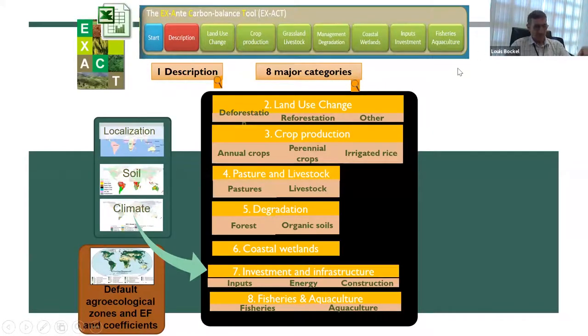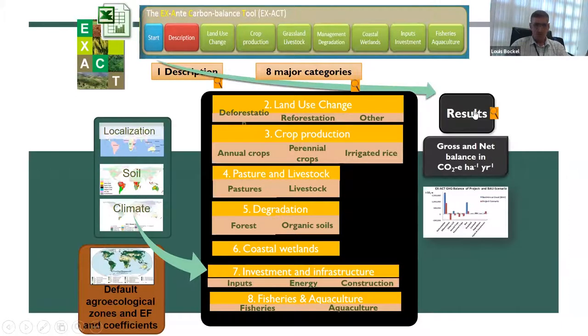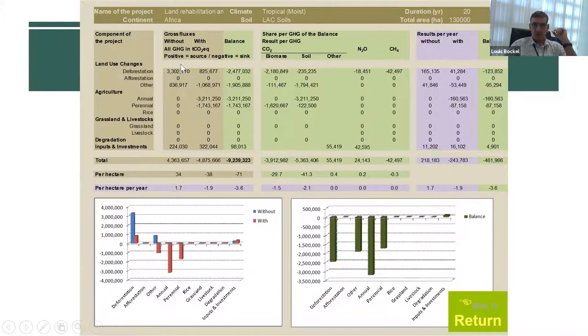Now I am back to the global presentation of EX-ACT. As soon as you have entered the information within the modules, you have some results which are automatically calculated. These results show the gross and net balance in terms of CO2 due to the project. Here you can see two columns: one is the gross flux without project, and one is the gross flux with project. On the lines, we have every module described before, with a number in tons of CO2. So we have a result for the situation without project, with project, and the balance, which is the with project minus the without project situation. The result of the carbon balance analysis appears here.